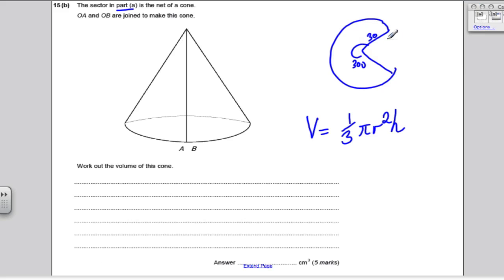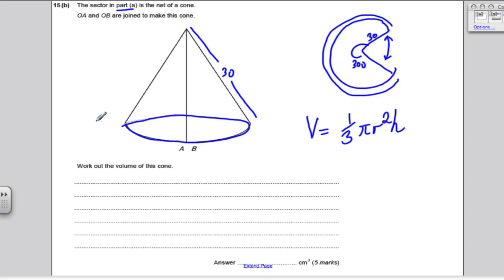So imagine putting these two things together. The 30 will end up being this slanted height here, and the arc length AB that we worked out previously, this distance here, which we said is 50 pi, is going to be the circumference of the circle at the bottom. So this whole circumference here in the bottom will have a value of 50 pi. Those are the two things we know currently. What we need to work out is the radius of this circle, and the height of this cone.